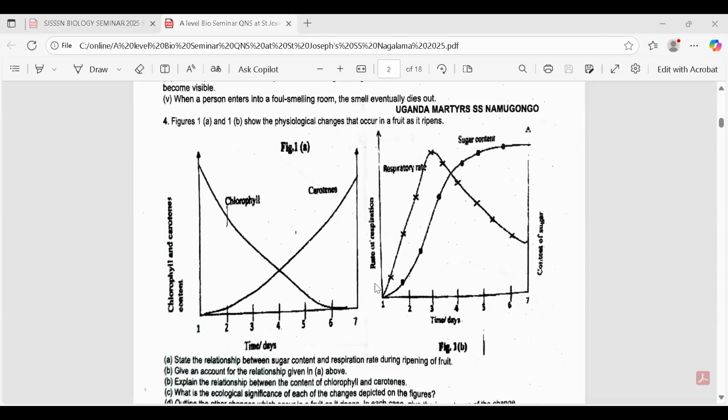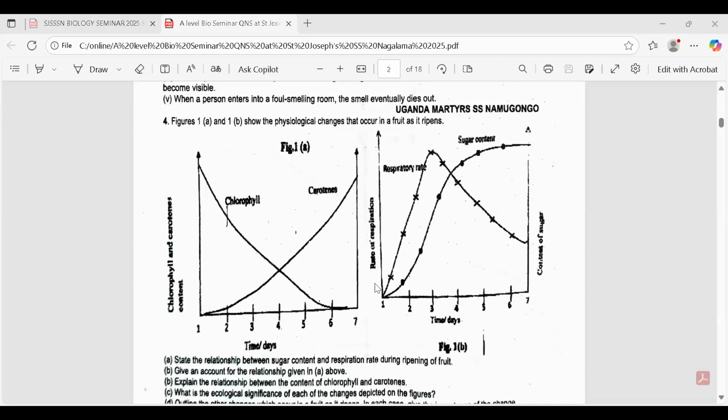Then here they put B twice. Explain the relationship between the content of chlorophyll and the carotenes. Now, chlorophyll is broken down as the fruit is ripening, and the breakdown is done by enzymes. Okay, because of increased respiration. You know that when the respiratory rate increases, it shall overcome the photosynthesis.